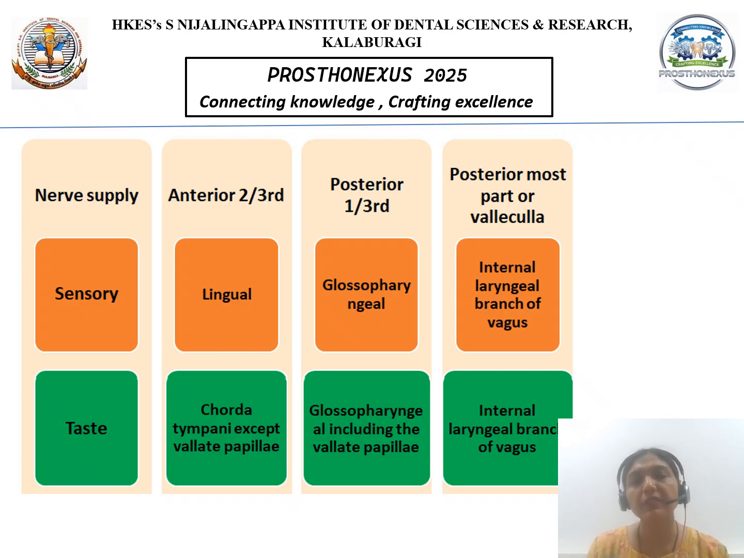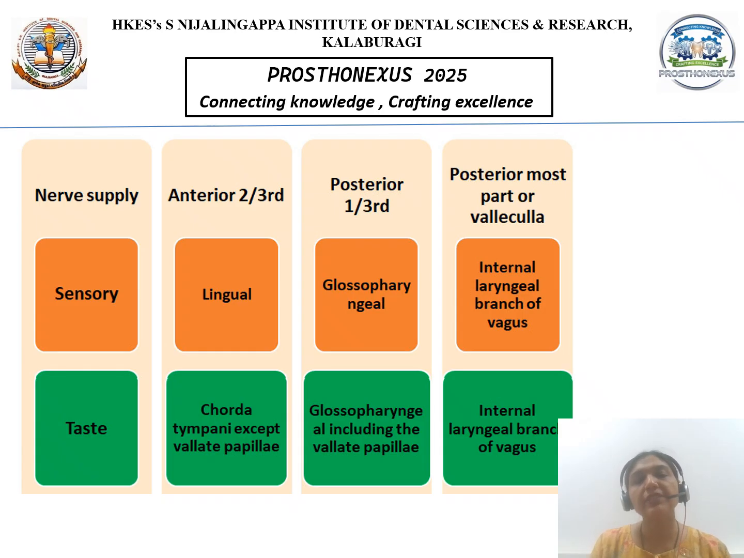As I had mentioned, the nerve supply is different for the anterior two-third, posterior one-third and posterior-most area. That is because of the embryological derivation from the pharyngeal arches. The anterior part is derived from the first pharyngeal arch, so it is supplied by the lingual nerve, the posterior by the glossopharyngeal, and the posterior-most by the vagus or the internal laryngeal nerve.